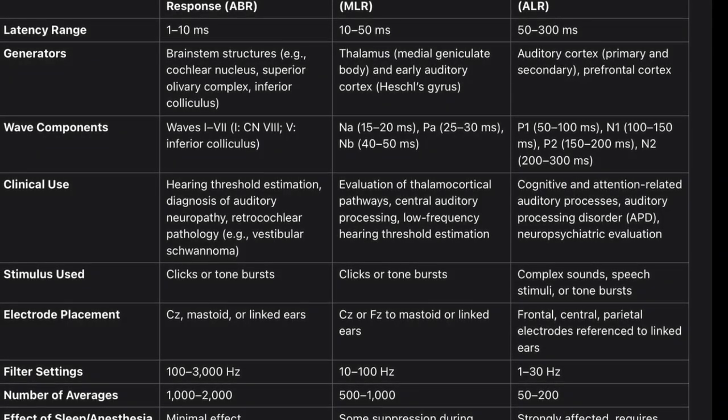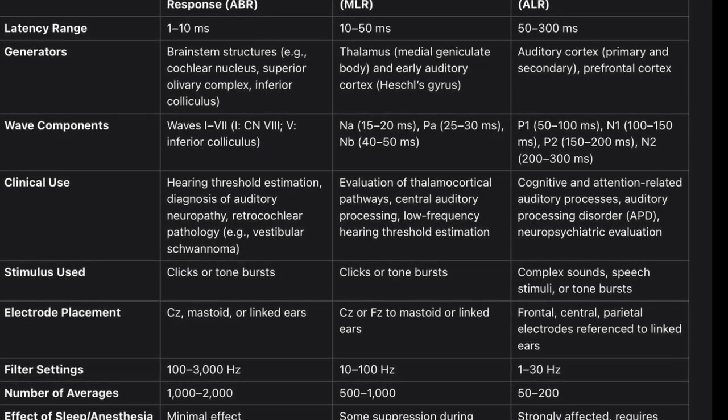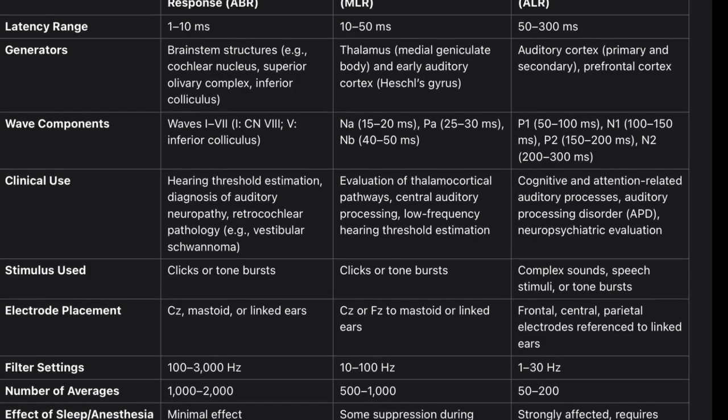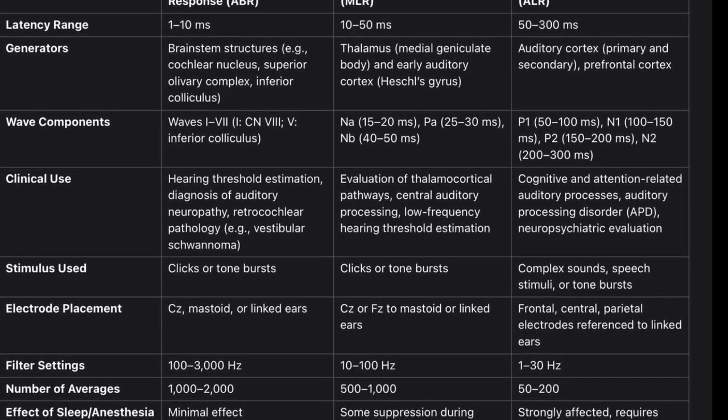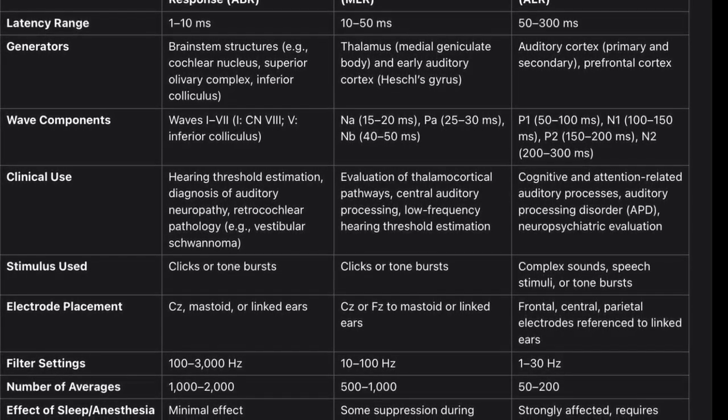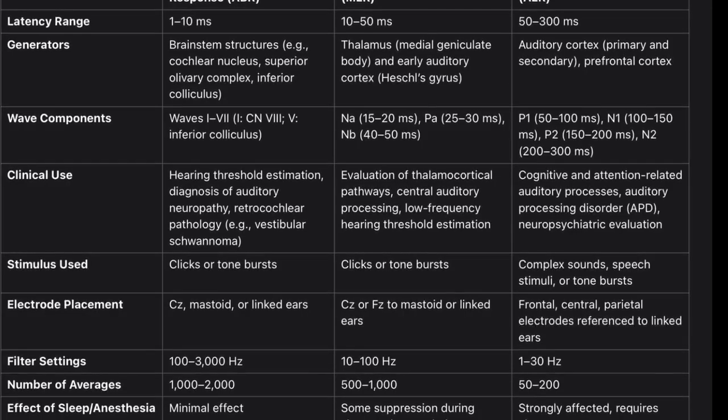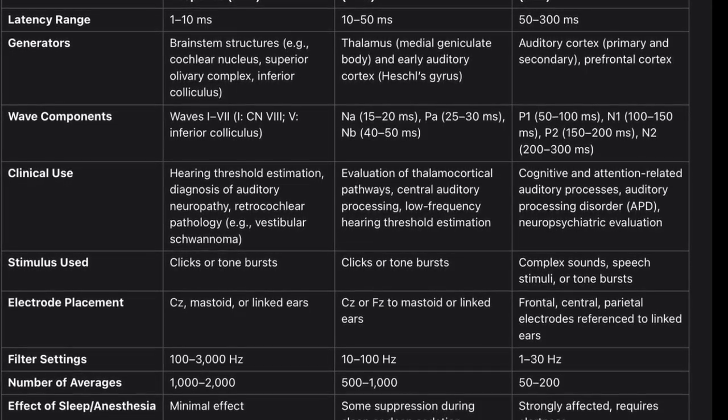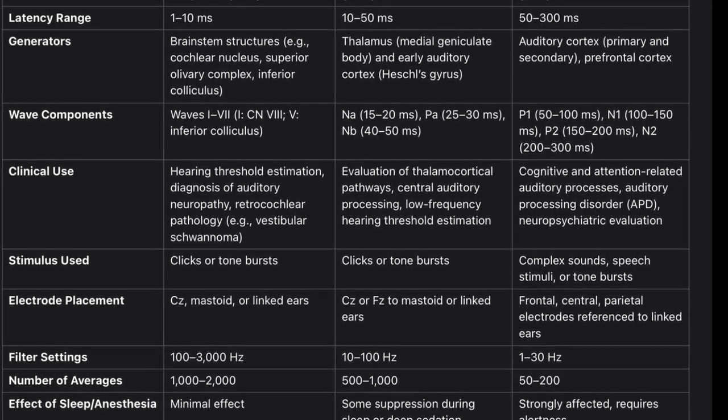Auditory evoked potentials such as ABR, MLR, and ALR are essential tools in evaluating the auditory system. They differ in latency, neural generators, clinical use, and more. Let's dive into their comparison to understand their specific applications and limitations.